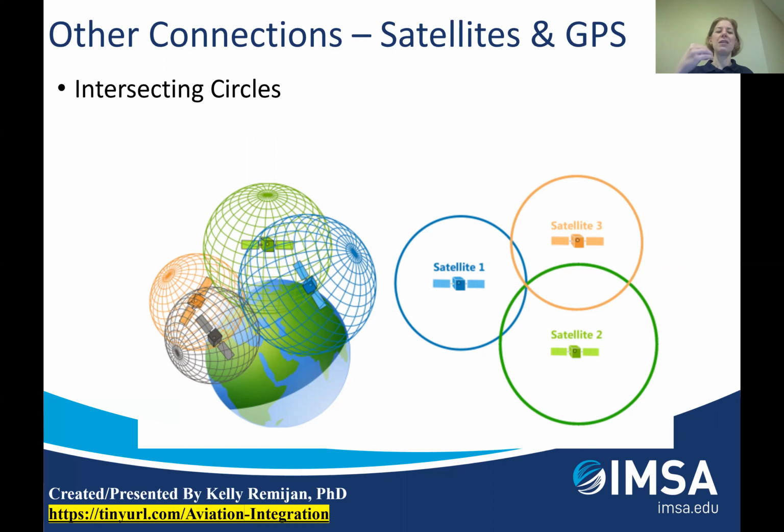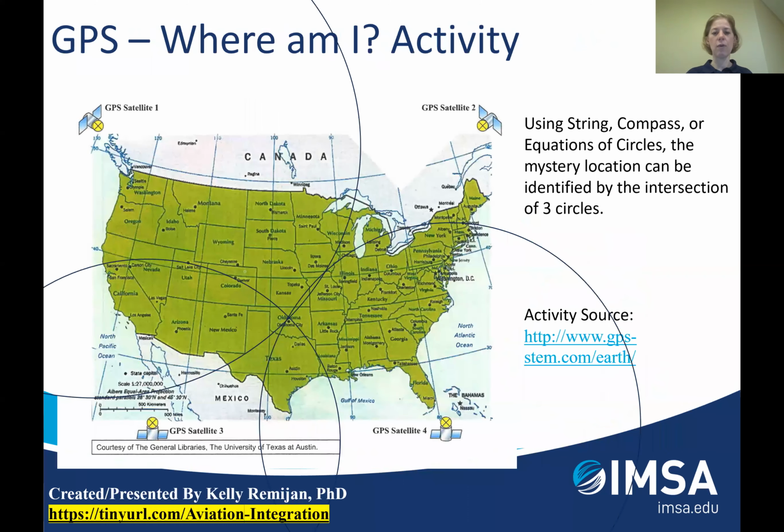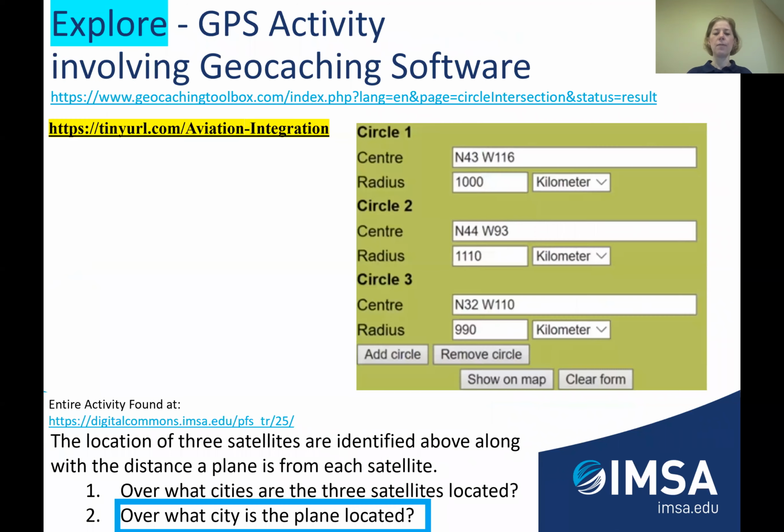And so if you're talking about intersecting circles in a geometry course, this is a great concept to bring forth. You could do it by hand, which is a great resource to use by simply using string, and you can use a paper clip as well to identify location. You could use online software involving geocaching, which I would encourage you to utilize. Again, this link is available to you at the tiny URL that I've provided.